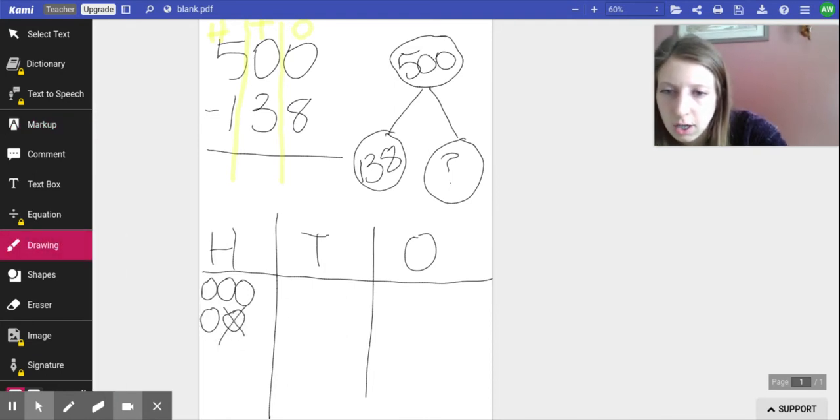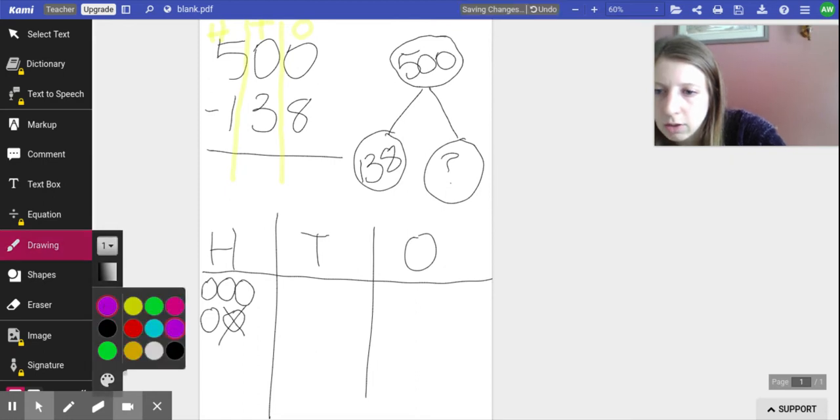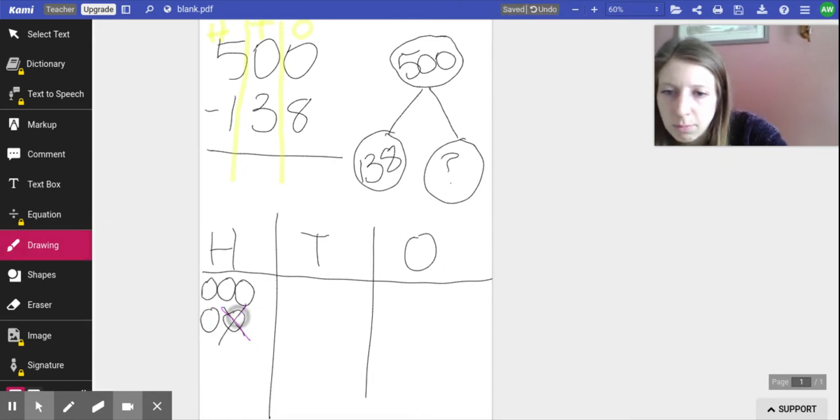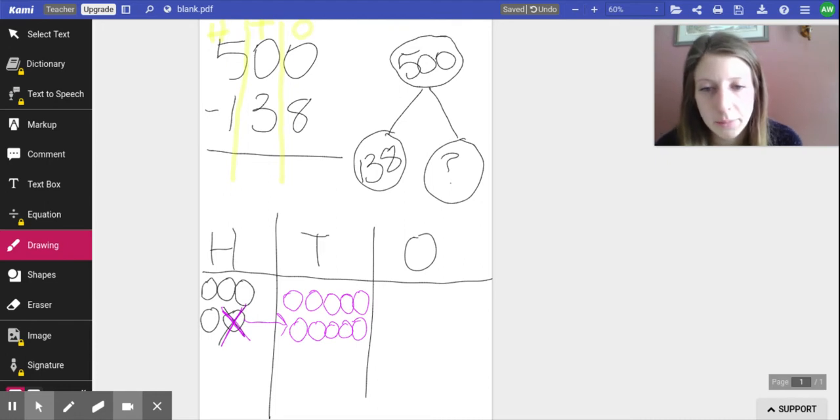So I'm going to cross it off. Let me get my different color out. I'm going to unbundle the 5, move it over, and I'm going to draw 1, 2, 3, 4, 5. When you're unbundling, you're going to unbundle a 10. 5, 6, 7, 8, 9, 10. So I unbundled the 10.